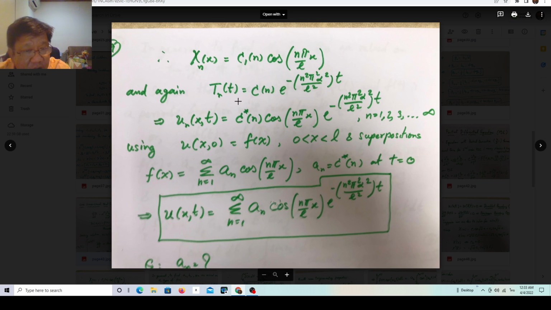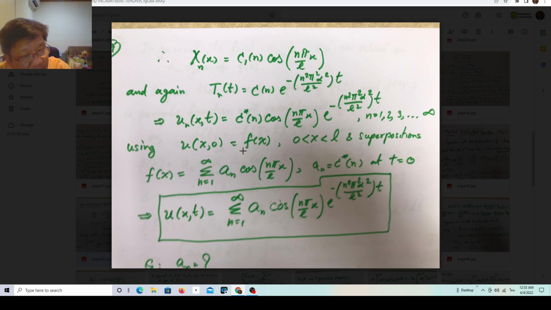And again, with similar analysis, you will get this function of t. Okay, that I already explained. There's nothing changed for T of t. Okay, and therefore u sub n of x, t here becomes, instead of sine, the cos term here.